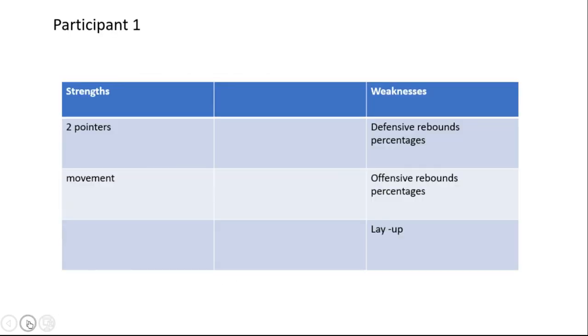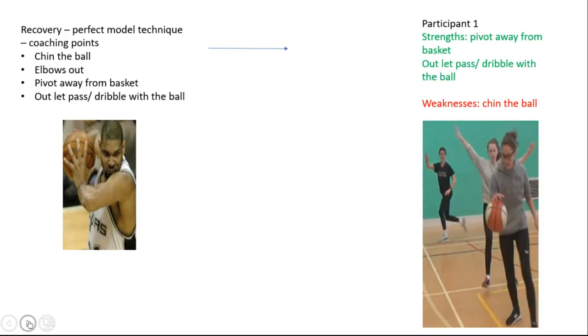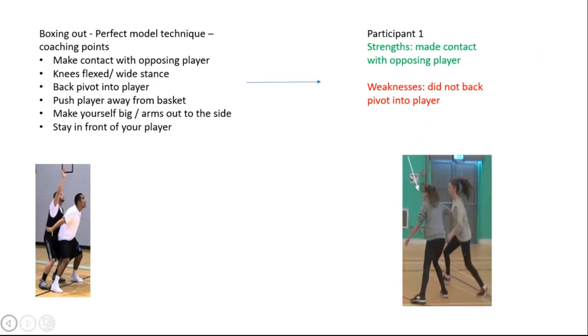Now, the technical model. I separated the stages of the perfect technique of boxing out in basketball, which then, after the participant had performed these skills, I compared them to the perfect model. There were lots of positives to analyse after the participant had completed the first stage of the skill, which was boxing out. They made contact with their players, so they knew where they were in relation to the ball and the hoop, which is important so that you get to the ball first, which means you gain possession for your team. So if the participant did this in a game situation, it would give their team more opportunities to score.